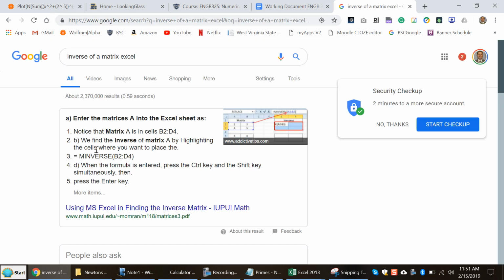Yeah, so you highlight, you type in this, and then you press the Control key, Shift key simultaneously, Enter. So we find the matrix by highlighting the cells we want to place. Right, matrix B.